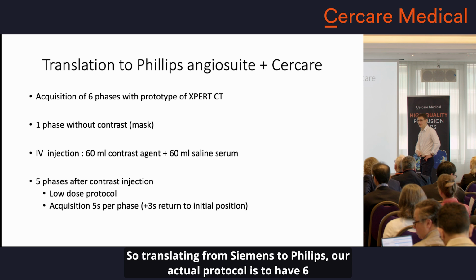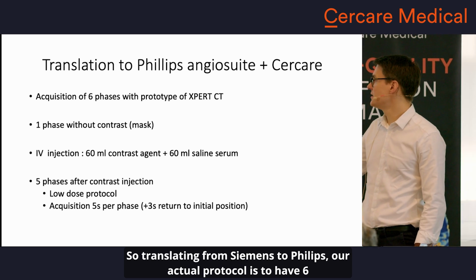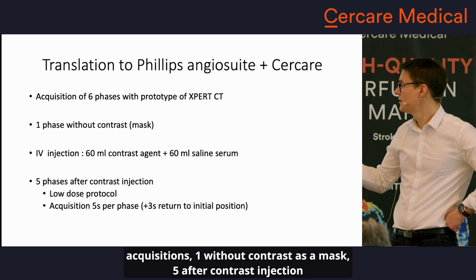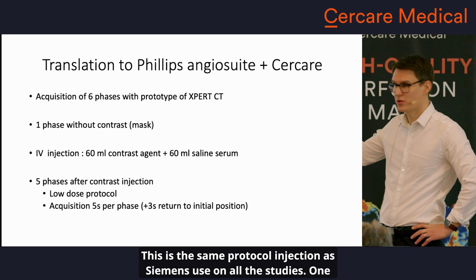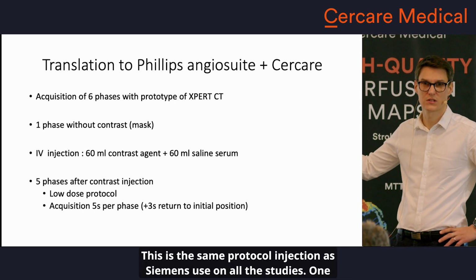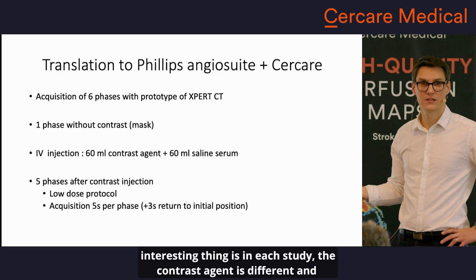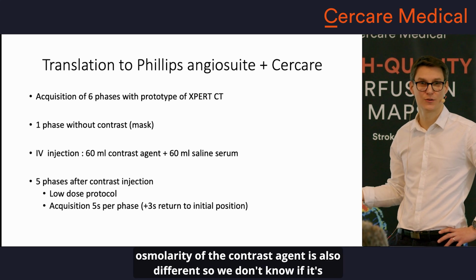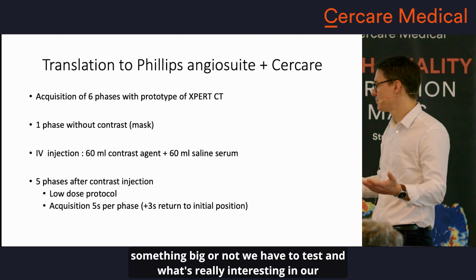So translating from Siemens to Philips, our actual protocol is to have 6 acquisitions, 1 without contrast as a mask, 5 after contrast injection. This is the same injection protocol as Siemens used in all the studies. One interesting thing is that in each study, the contrast agent is different, and the osmolarity of the contrast agent is also different. So we don't know if it's something big or not.